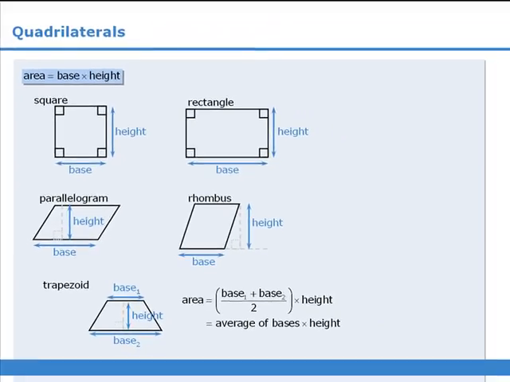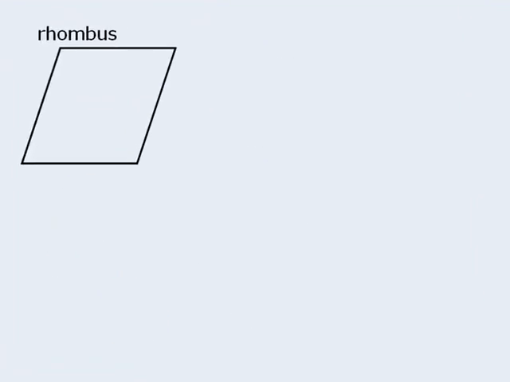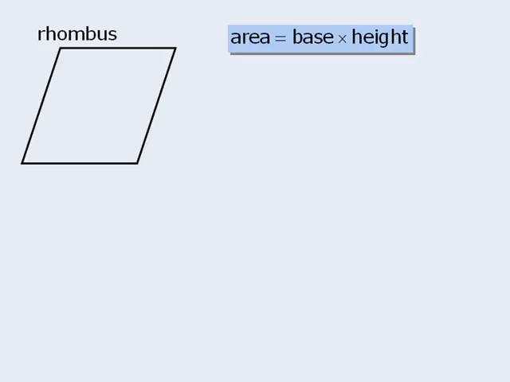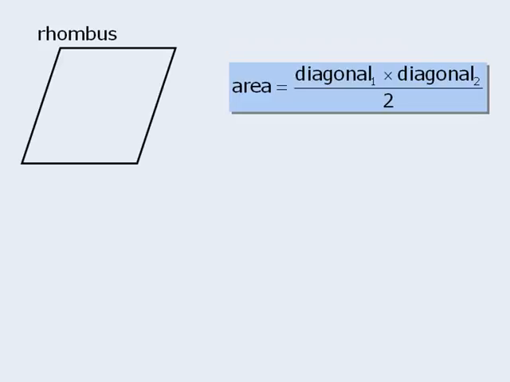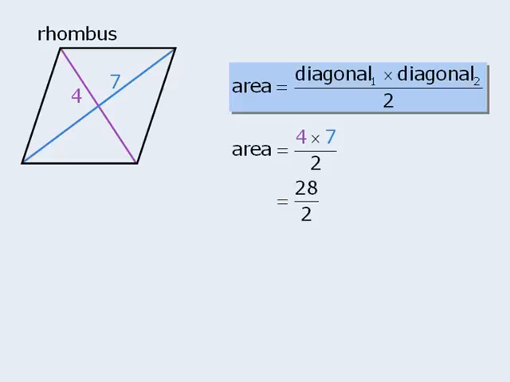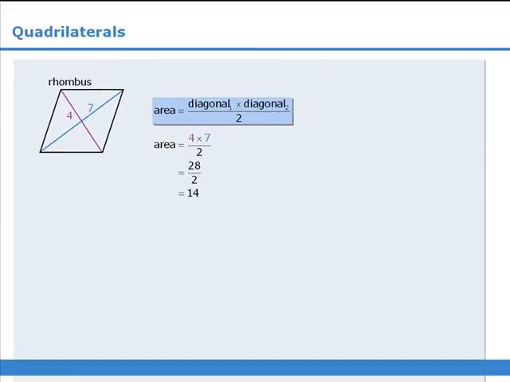Now before we end this lesson, I'd like to make one last point about finding the area of a rhombus. Now we have already seen that we can find this area by multiplying the base times the height. However, another way to find the area of a rhombus is to multiply the lengths of the two diagonals and then divide by 2. Let's look at an example of this. Let's say that one diagonal has length 4 and the other diagonal has length 7. So the area will be 4 times 7 divided by 2, which equals 28 over 2, which equals 14. So this rhombus has area 14.